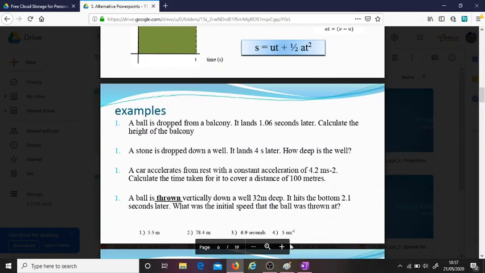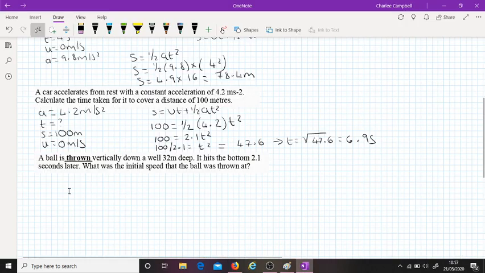Good, 6.9 seconds. And then the very last one then, so a ball is thrown vertically down a well that is 32 meters deep. It hits the bottom. S, our distance is 32 meters, hits the bottom 2.1 seconds later. Time is 2.1 seconds. The initial speed, we don't know. So this is being thrown vertically, it's not being dropped. So the difference between that is if you drop something, its initial speed is 0, but if you throw something, you're giving it an initial speed, so that means that u is not 0 in this case because it's been thrown vertically down the well.